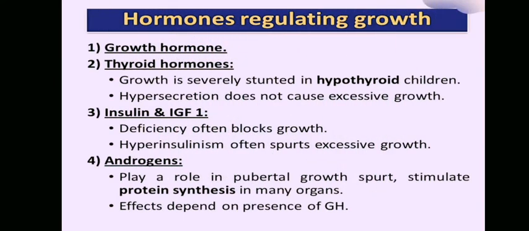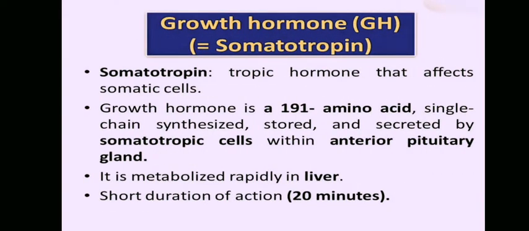So the hormones which regulate growth are growth hormone, thyroid hormone, insulin, insulin-like growth factor, and androgens that play an important role in pubertal growth and stimulate protein synthesis in many organs. Growth hormone is also called somatotropin because it has a tropic effect. Growth hormone is a 191 amino acid single chain synthesized, stored, and secreted by somatotropic cells within the anterior pituitary gland. It is metabolized in the liver and is short acting, with a duration of 20 minutes.